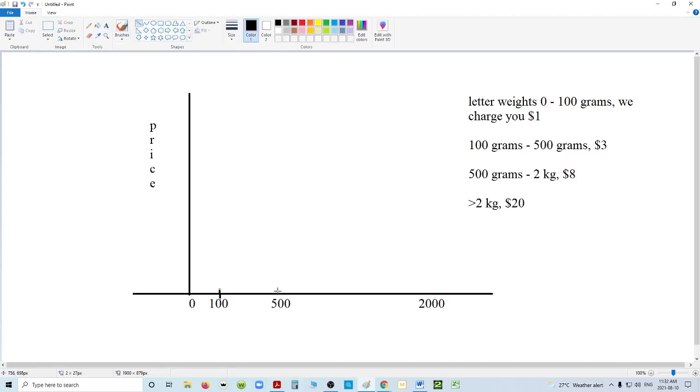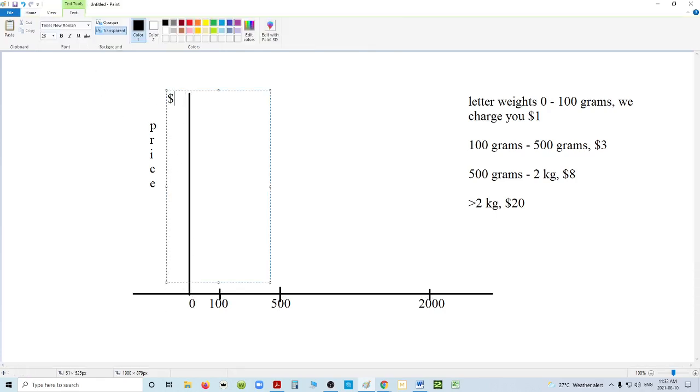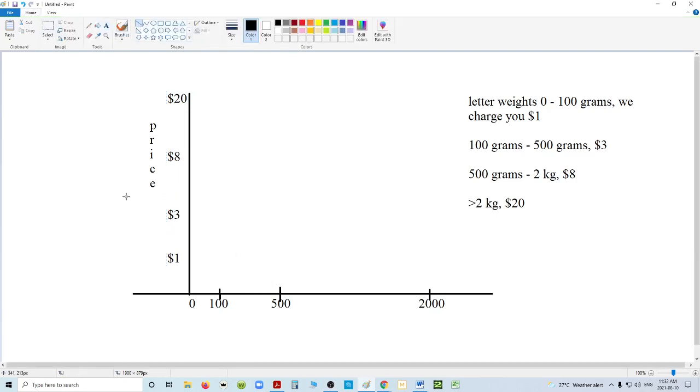Whenever we're 0 to 100, they're going to charge us $3. Sorry, $1. Let's put some prices here. Let's put 20 here. We're going to put 8. We're going to put 3, and we're going to put 1.